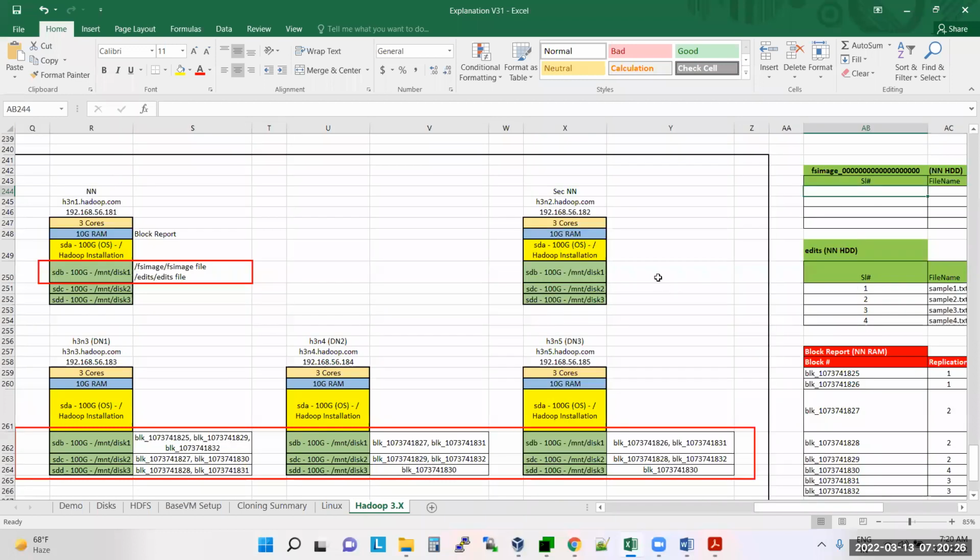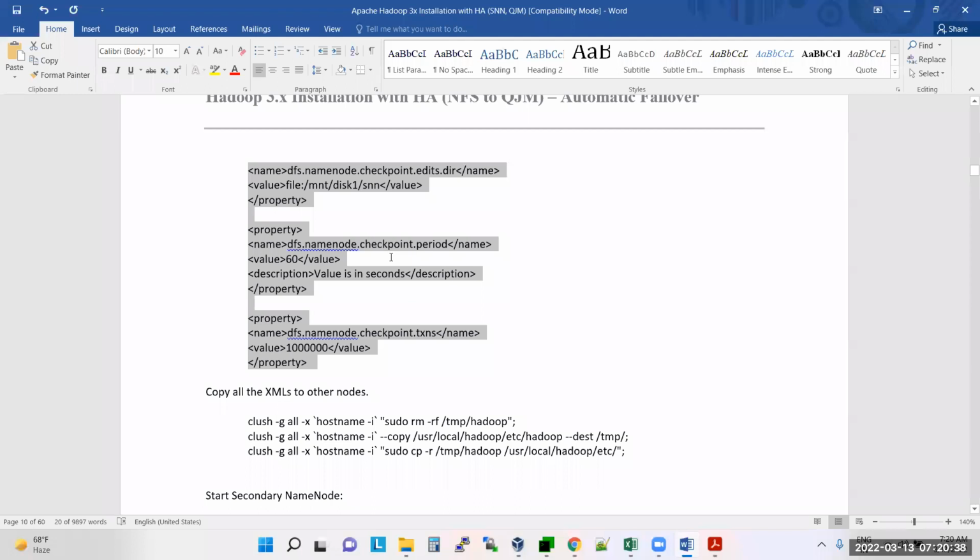Now, in which directory will it perform the checkpoint, or in which directory will it take the backup? That information we are putting here. This is the location where it will take the backup, and it will maintain the backup copy of your reference image and edit log.